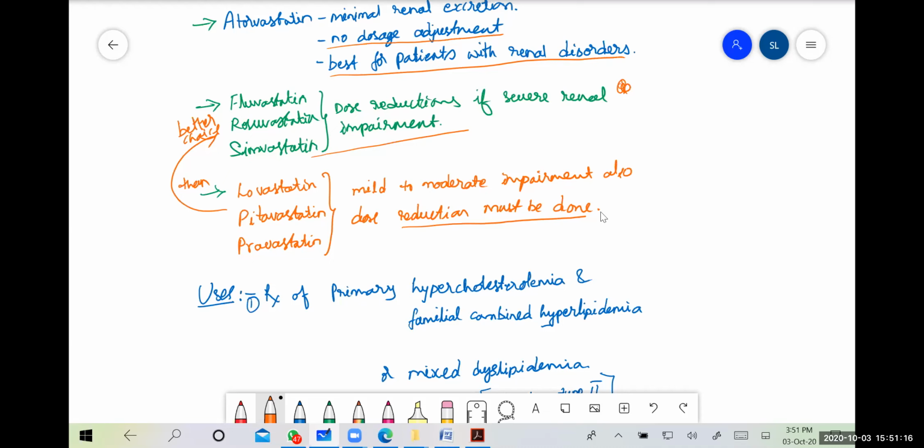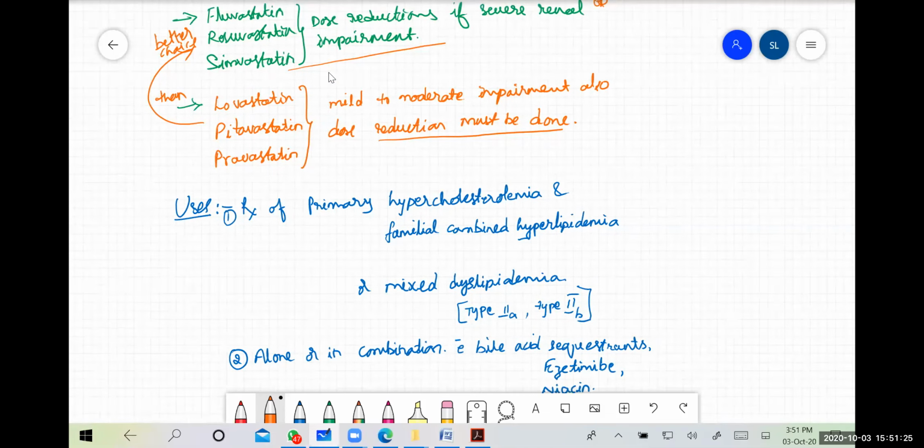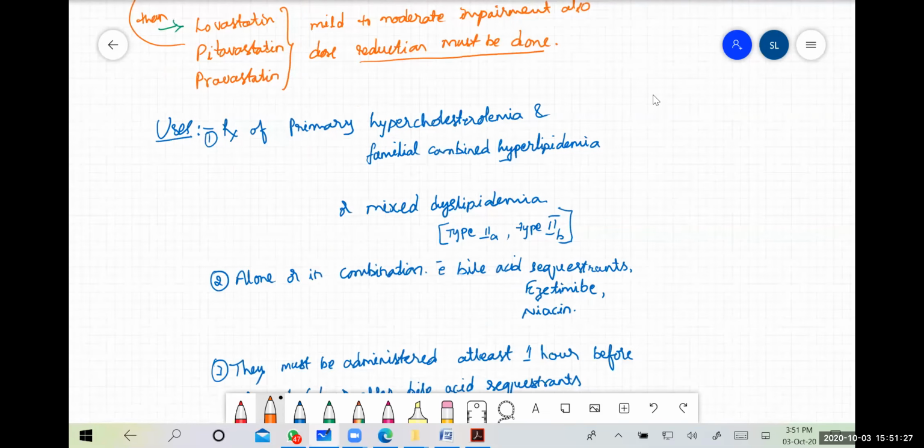Okay. So the better choice when compared to lovastatin, pitavastatin and pravastatin is rosuvastatin, simvastatin and fluvastatin when there is a problem with the kidneys.